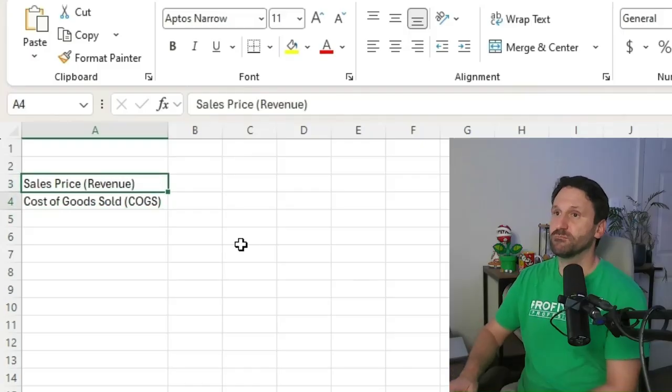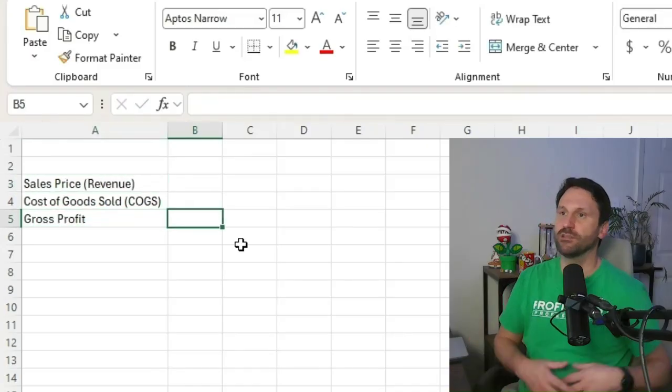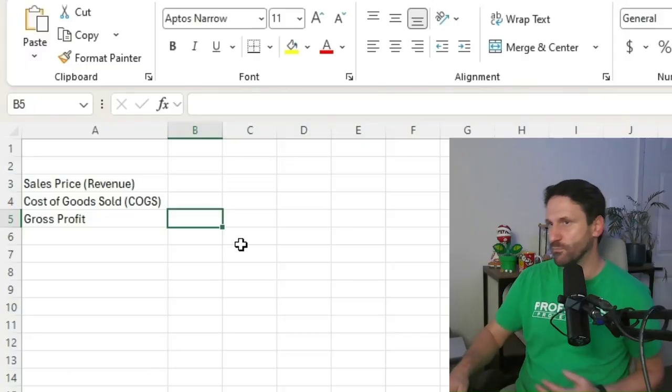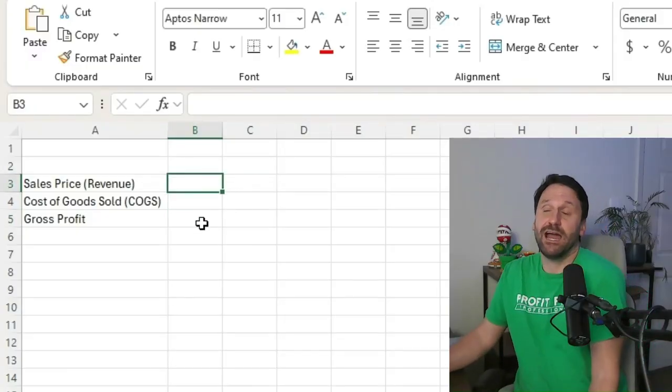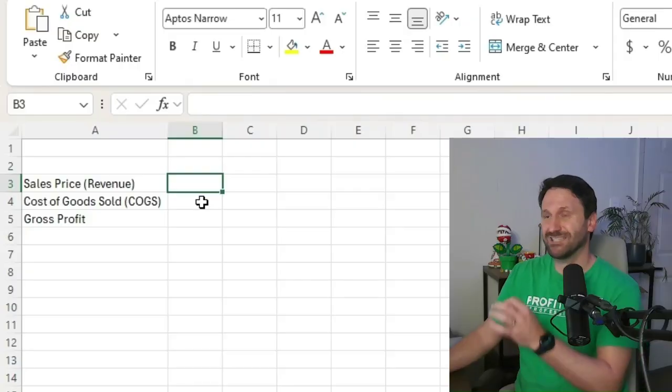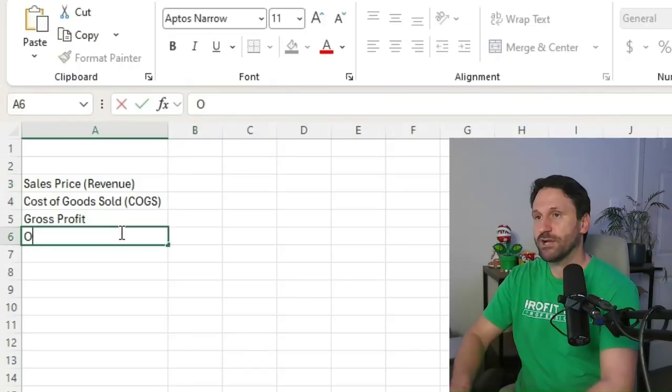If you take sales price minus cost of goods sold, you get your gross profit, or you might hear this as your gross margin or your gross profit margin. This is basically how much of what you sell you get to keep to cover your overhead. All right. From there, we subtract out your overhead.